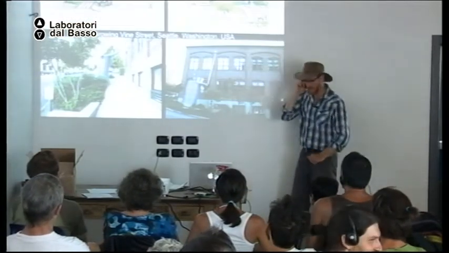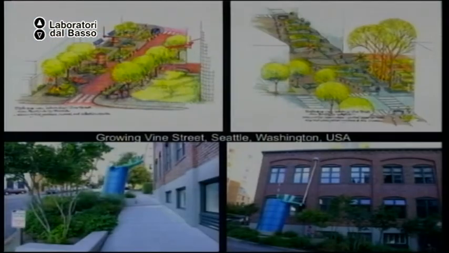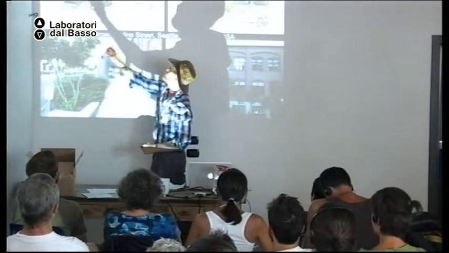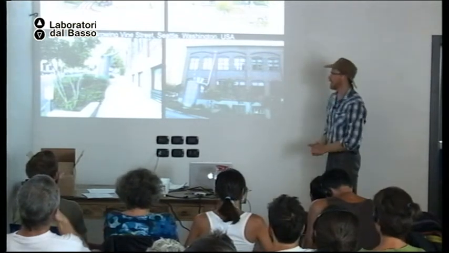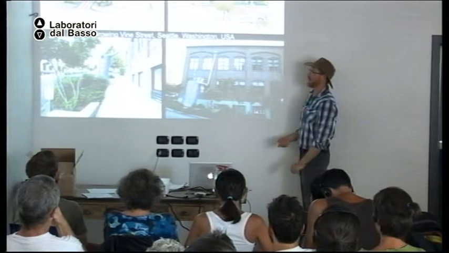In downtown Seattle, the streets used to be very wide and dead. So the people living along the street and the people working along the street wanted more life. So they proposed these drawings where they would narrow the street and plant street trees that would get irrigated by street runoff or the water from the roofs. And now they're implementing that.